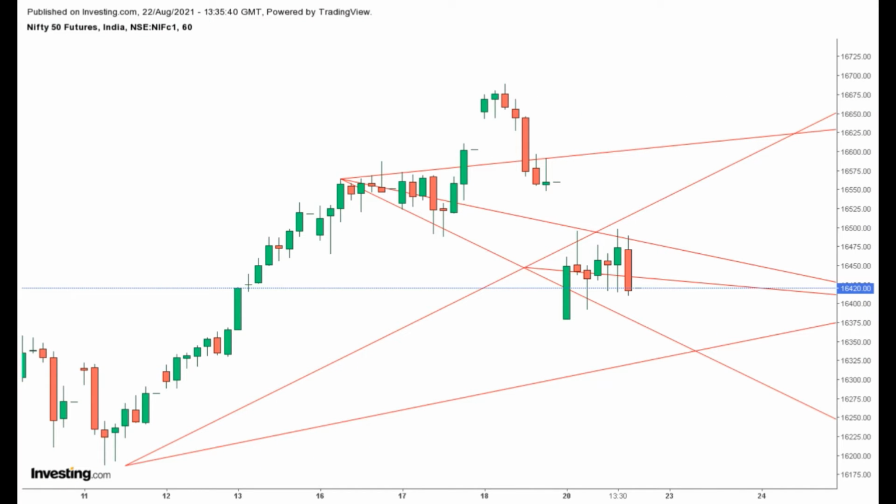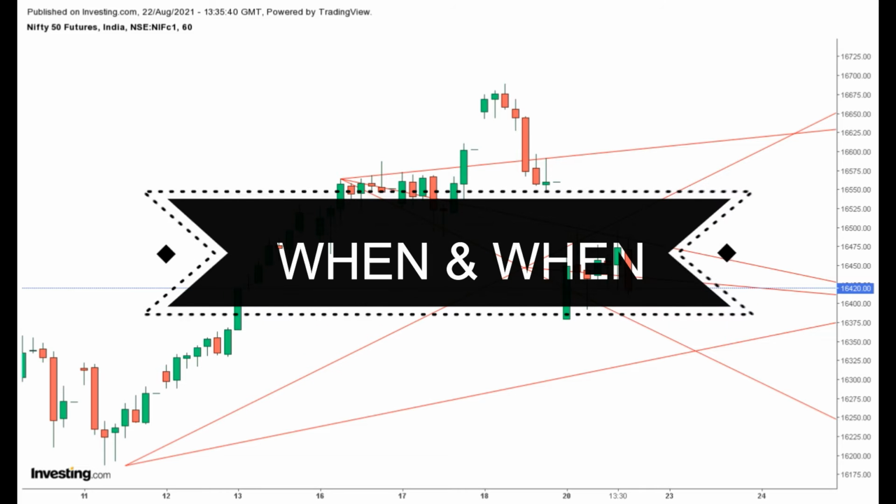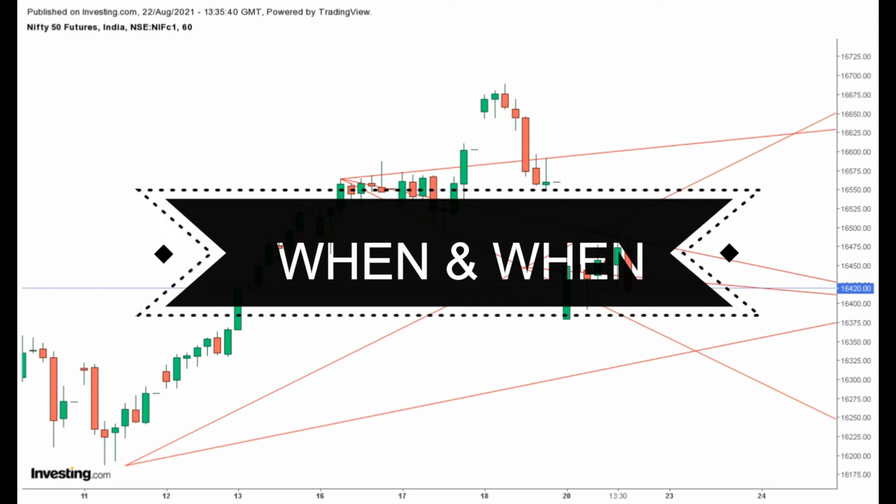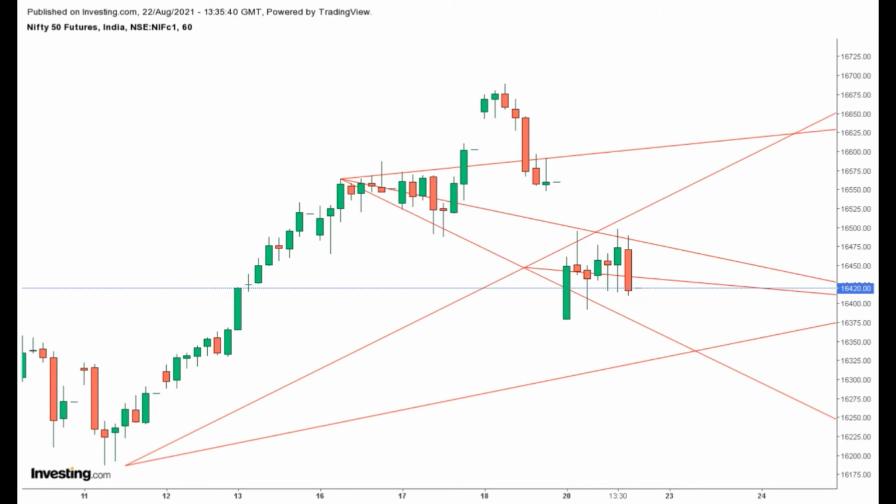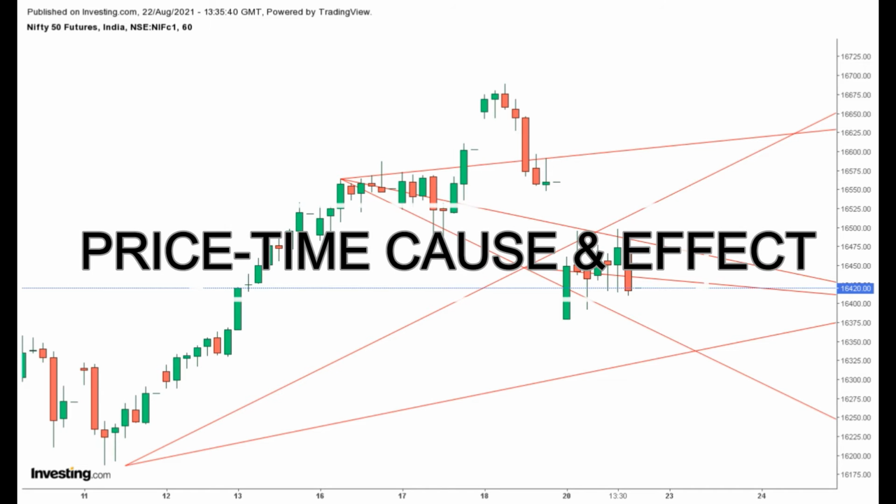Hey guys, we're going to analyze the Nifty Futures chart in the hourly time frame. We will answer the only two questions that matter to traders: when to buy and when to sell. We are performing a price time cause and effect analysis using our proprietary trading system, Prime Case.